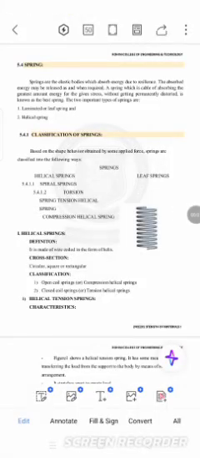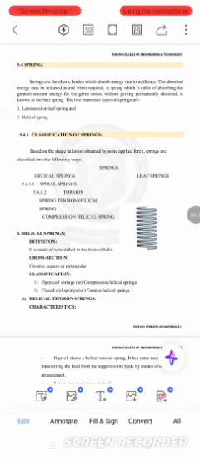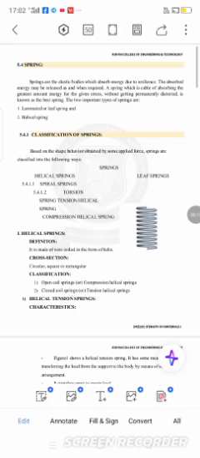Dear students, in this chapter we are going to discuss springs. We have a number of applications using springs, in bicycles, then bikes. In most of the places we are using springs. So these are the elastic bodies which absorb energy due to the resilience.